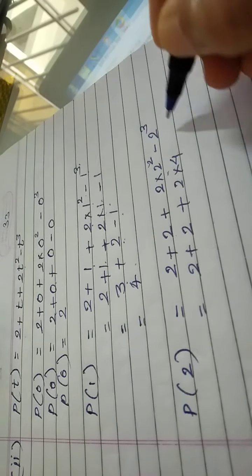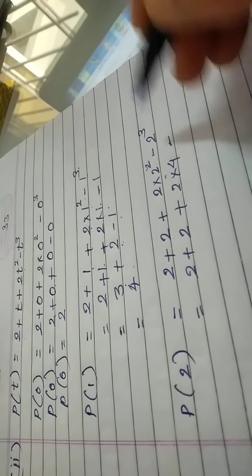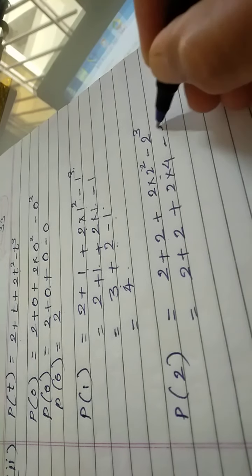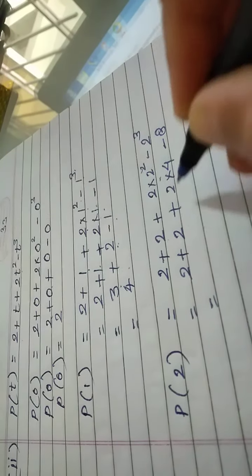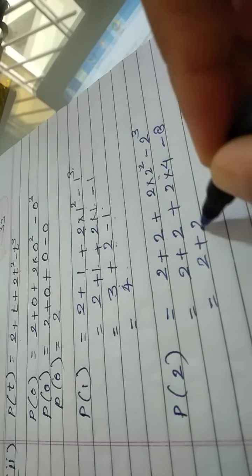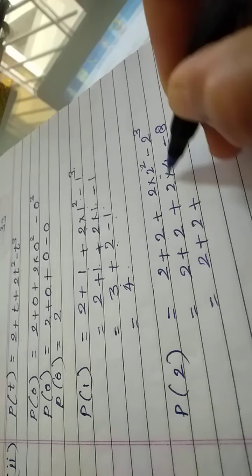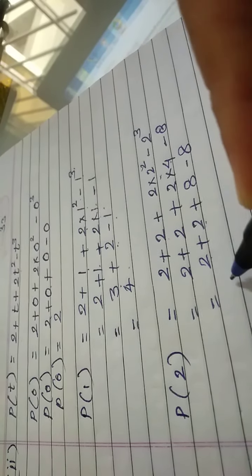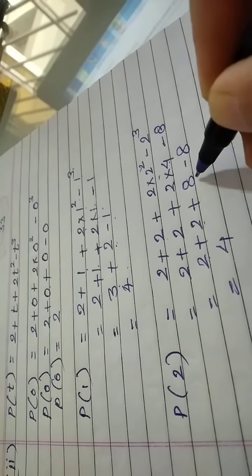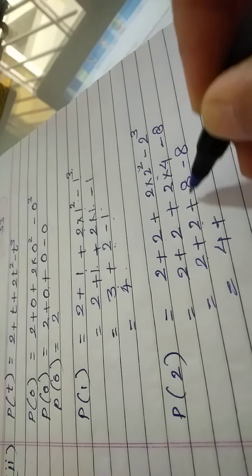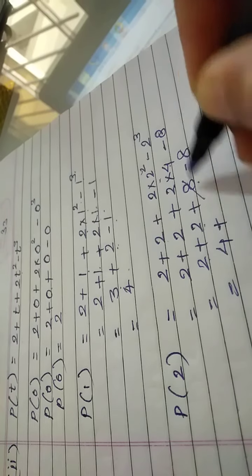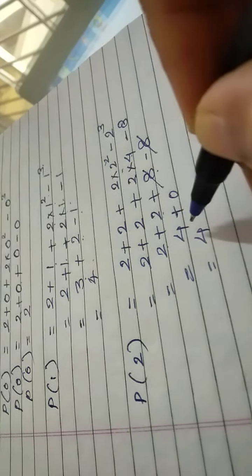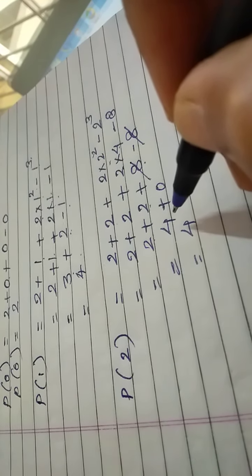2 2s are 4, minus 2 cube. 2 into 2 into 2. 2 2s are 4, 4 2s are 8. So here 8 will come, is equal to 2 plus 2 plus 2 4s are 8 minus 8. 2 plus 2 is 4, 4 plus 8 minus 8. Plus 8 minus 8 cancel. So here will come 0 is equal to 4. So the value of P of 2 is equal to 0.